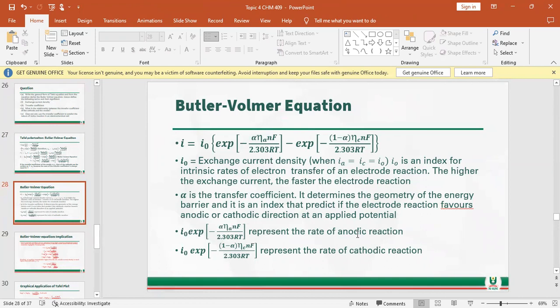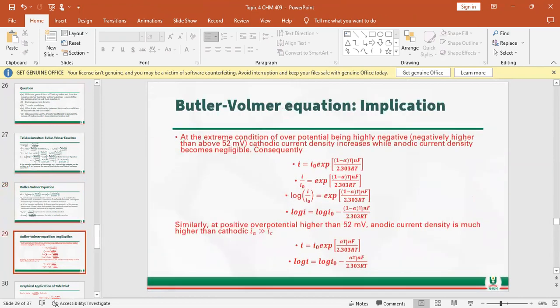IO exponential, this represents the rate of anodic reaction. This one represents the rate of the cathodic reaction. Butler-Volmer equation, the implications of the equation are the extreme conditions. Overpotential being highly negatively higher, above 50 millivolt, means cathodic. When the overpotential is very high negatively, we say it's cathodic. When it's positively higher, we say anodic.